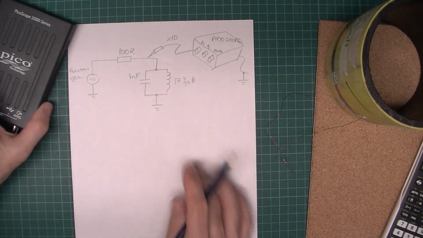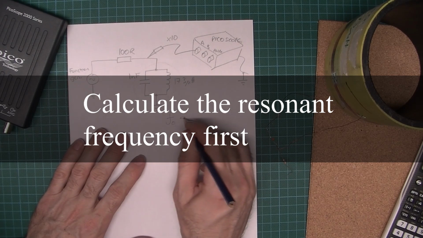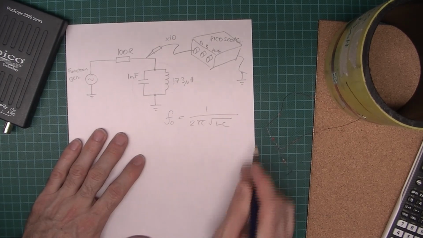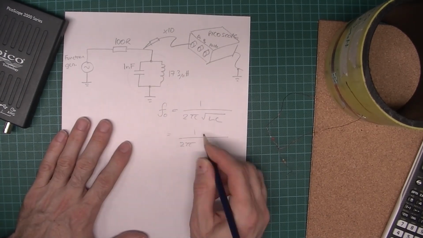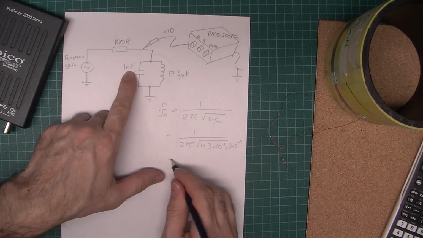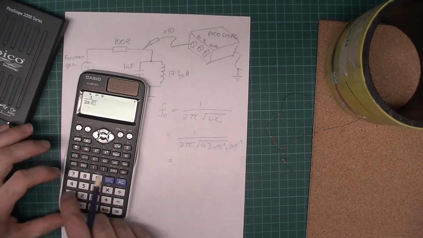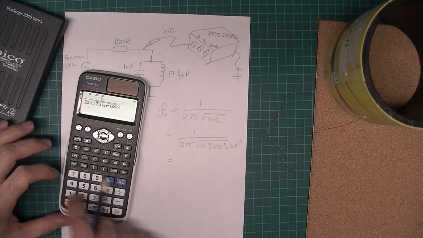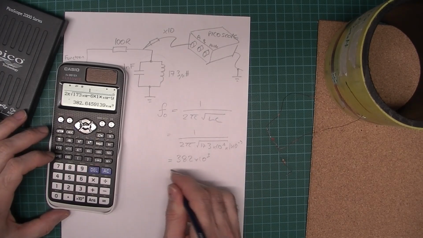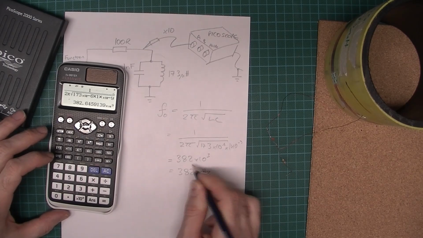So the resonant frequency is going to be 1 over 2 pi root LC. And so we've got 1 over 2 pi root L, which is 173 times 10 to the minus 6, times C, which is 1 times 10 to the minus 9. That gives us 382 times 10 to the 3, in other words, 382 kilohertz.